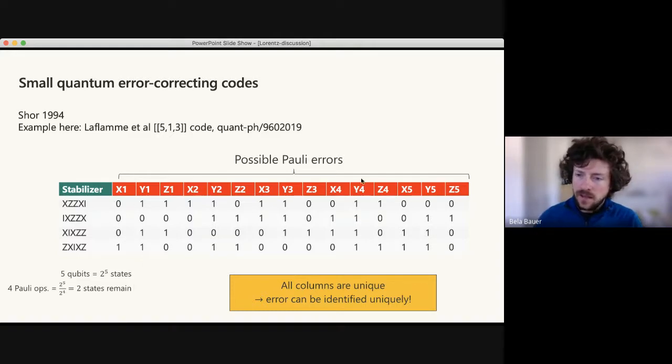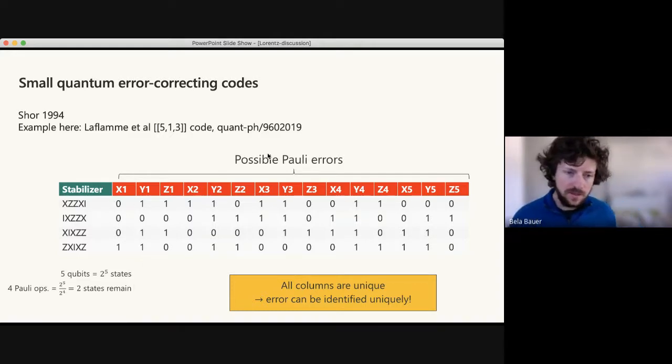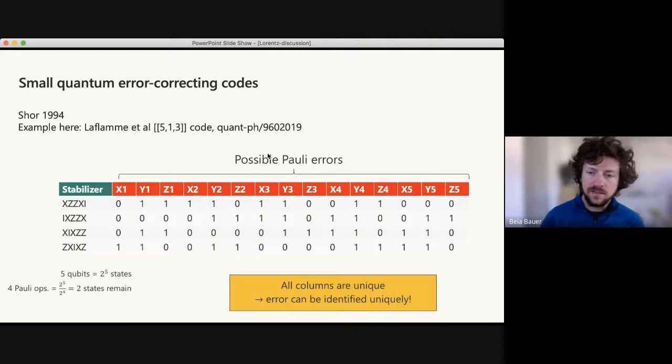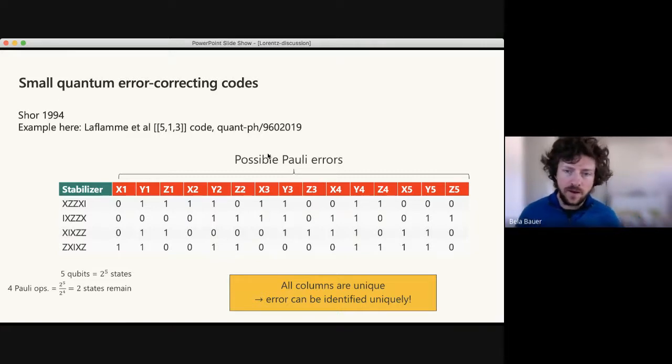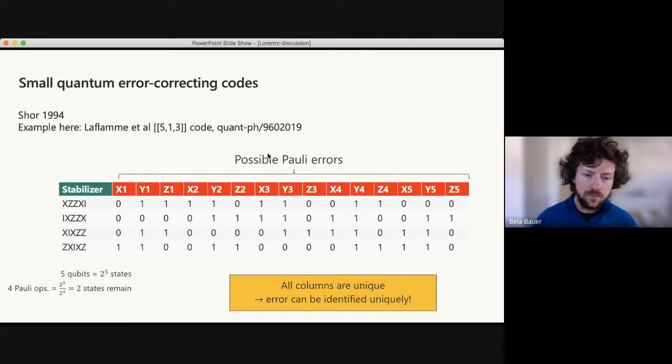You can look at this table and you can see that all the columns are unique. And what that means is that by looking at these 4 measurement outcomes, you can uniquely identify which single qubit Pauli error had occurred on the input state. And so this allows you to uniquely identify, and in this case also correct the errors. And so you can protect the encoded qubit state against any such single qubit errors.